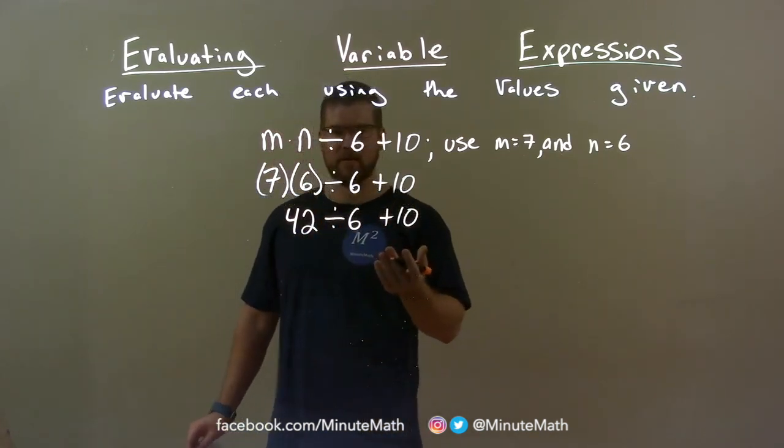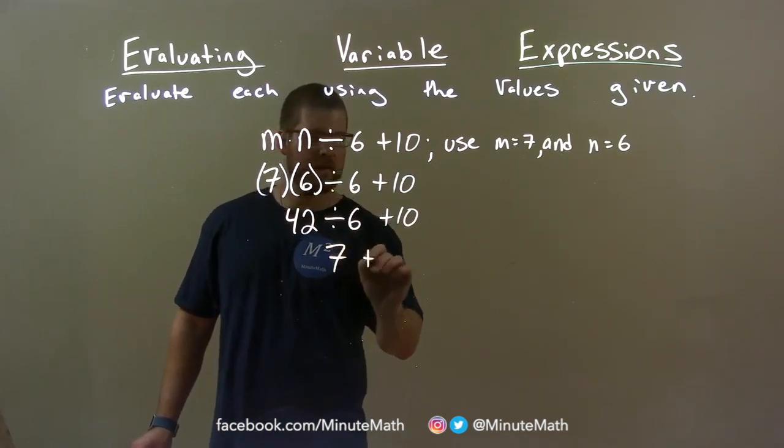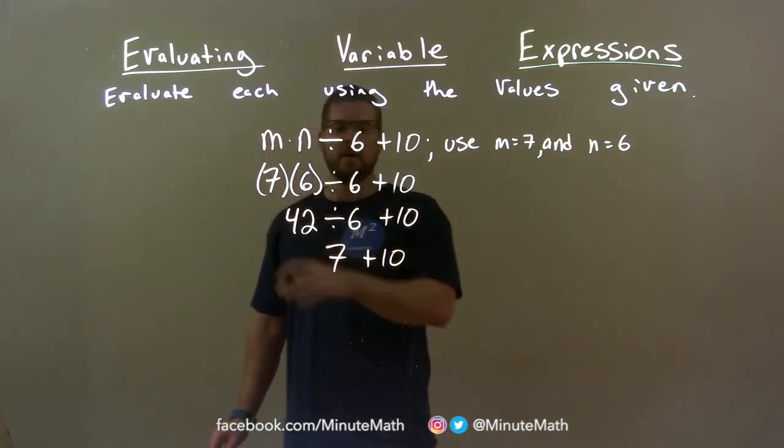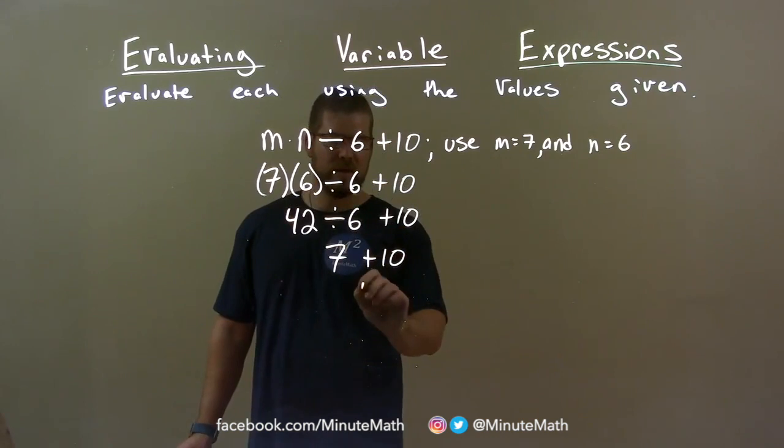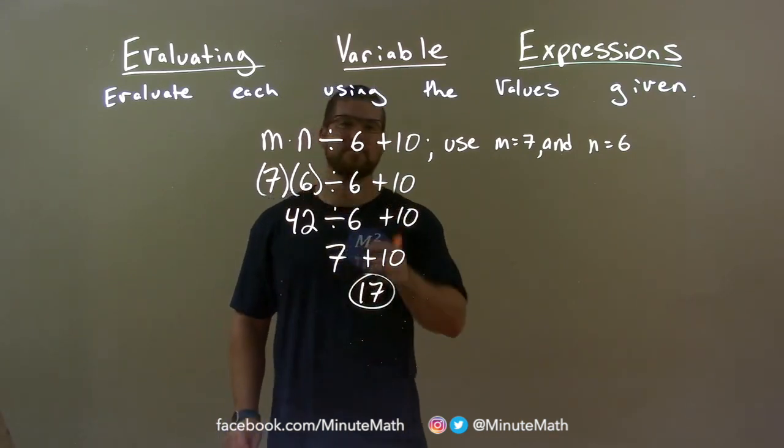42 divided by 6 is 7. Okay, so we have now 7 plus 10. 7 plus 10 is 17. Final answer, 17.